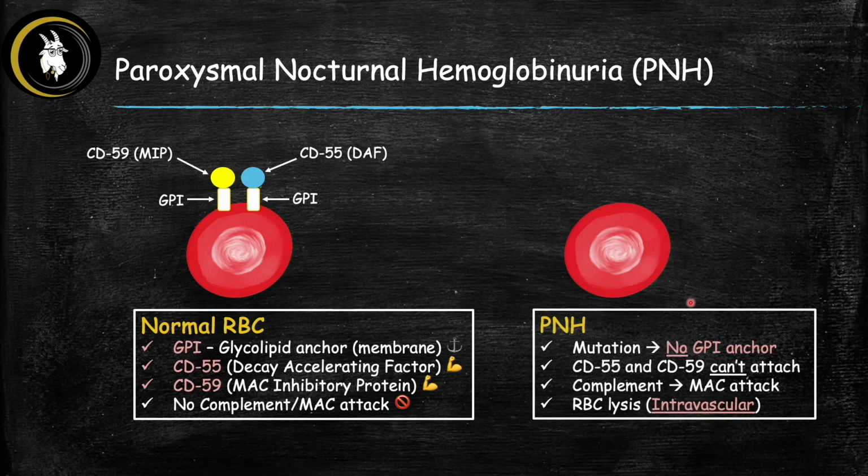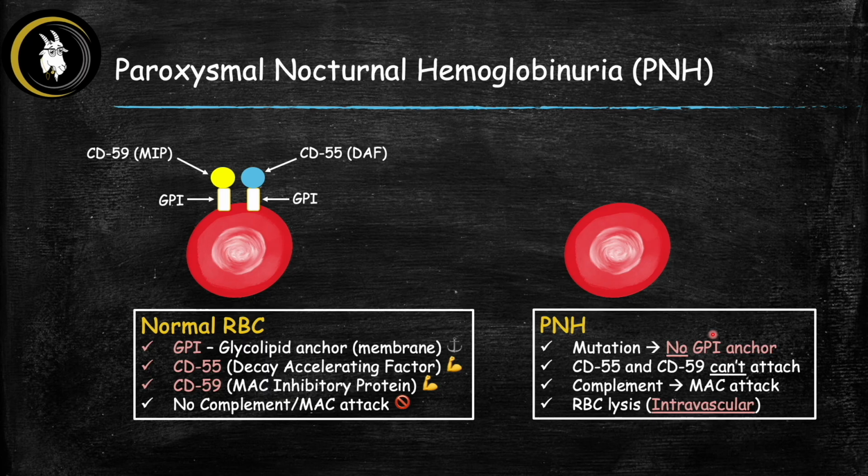Now, in paroxysmal nocturnal hemoglobinuria, or PNH, there's a mutation that prevents this process from working right. The mutation is not in CD55 or CD59, it's actually in that GPI anchor. So the mutation causes absence of GPI, which means that even though the cells have no problem making CD55 and 59, they just can't stick it on their membrane. So now the membrane doesn't have its security guards.